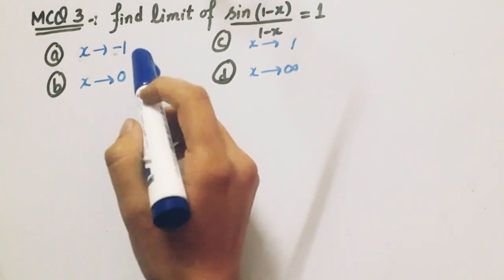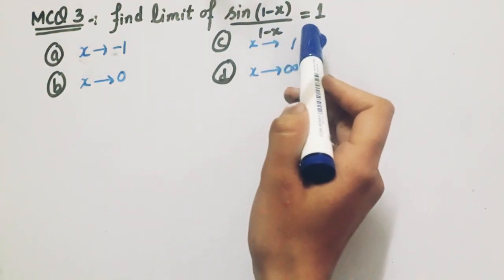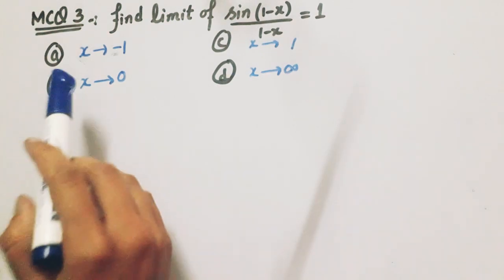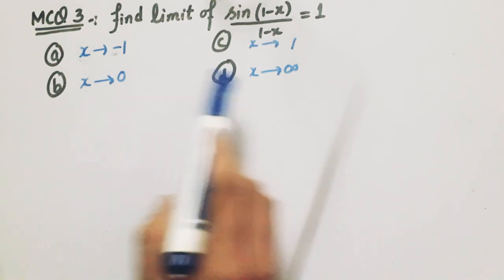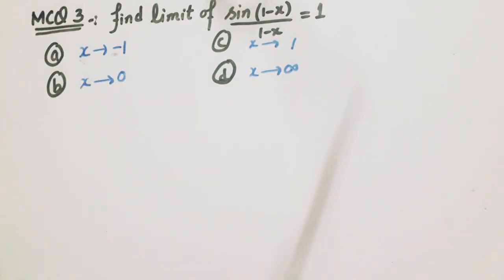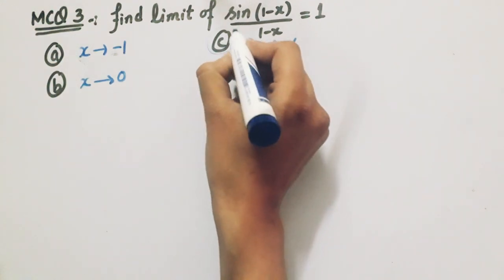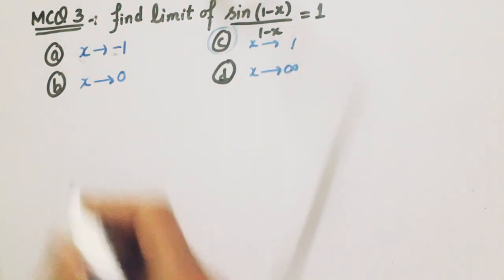Now MCQ 3 is: find the limit of sine of 1 minus x by 1 minus x which is equal to 1. What will be the correct option? x approaches to minus 1, x approaches to 1, x approaches to 0, or x approaches to infinity. So what will be the correct option? The correct option is when x approaches to 1. So this will be the correct option. Now we will find the reason behind this.